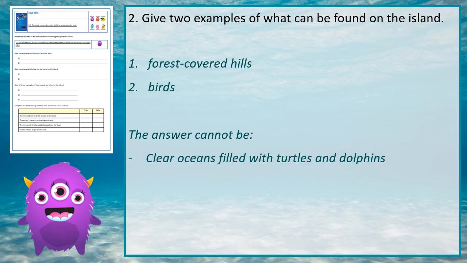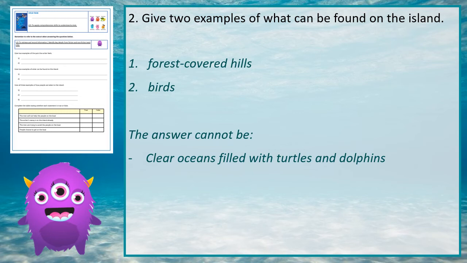Question 2, give 2 examples of what can be found on the island. 1 is forest-covered hills and 2 is birds. You cannot have the answer of clear oceans filled with turtles and dolphins because it must be what's found on the island, not found around the island.